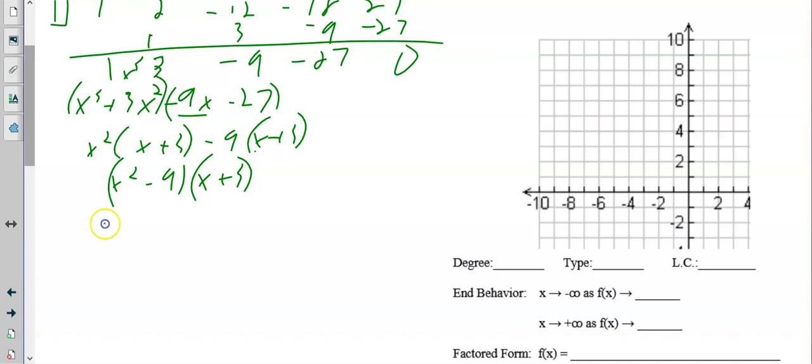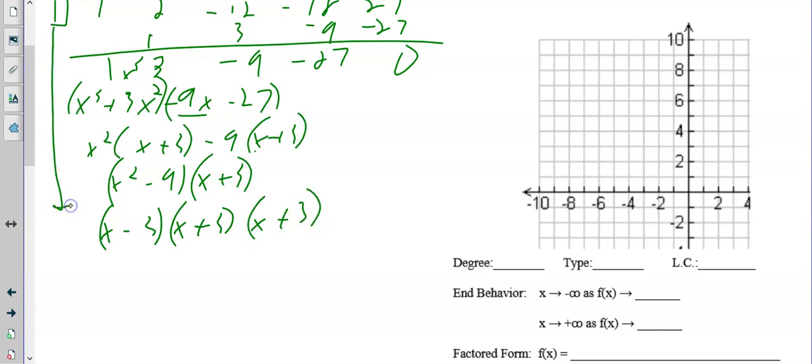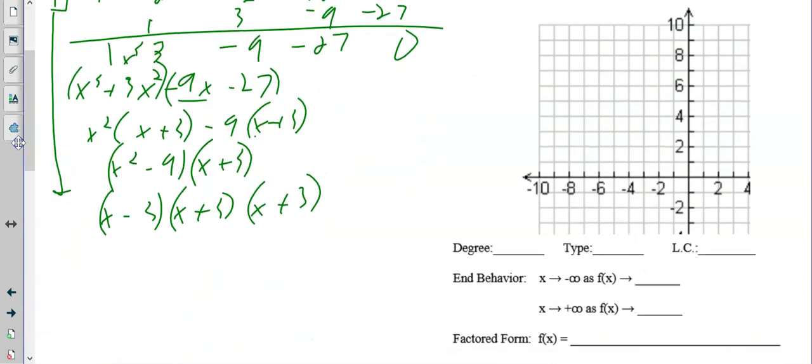Now this is a difference of squares, so that's x minus 3, x plus 3. We also have this x plus 3 here. And don't forget this 1, okay, which was x minus 1. So those are our 4 numbers, sort of 4 numbers. So x minus 1 means positive 1. X minus 3 means positive 3. And x plus 3 means minus 3, and we have that twice.